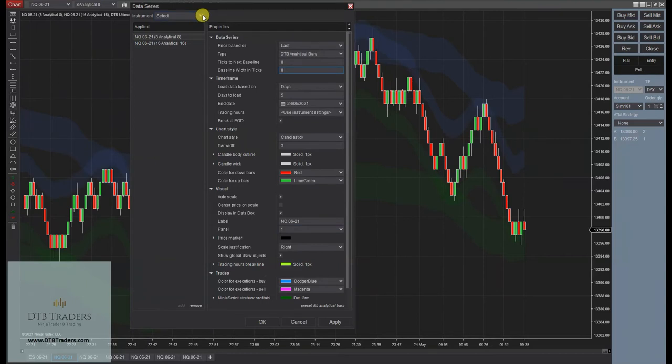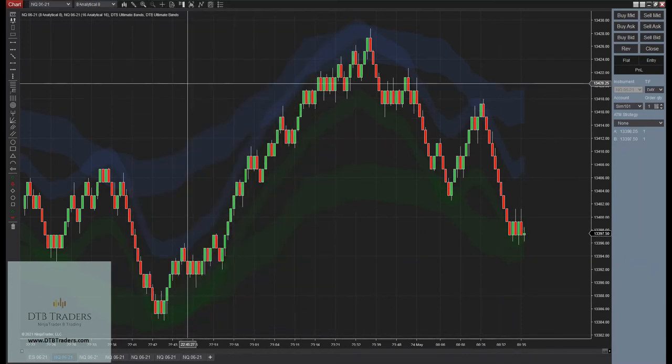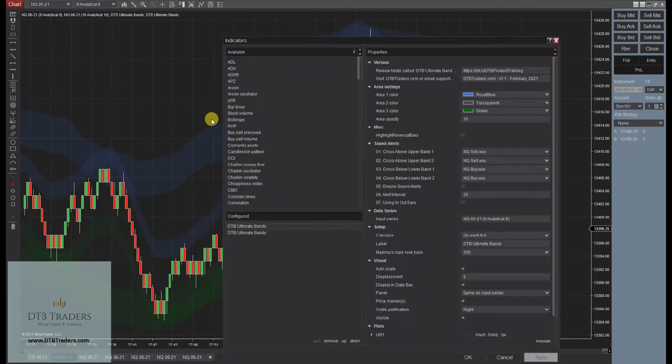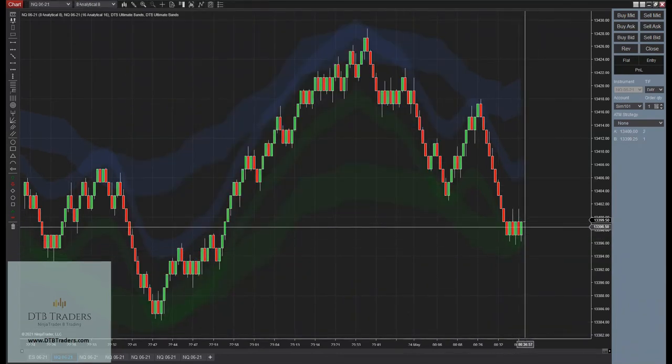Then what I've done is I've added a second data series to the same chart. I've doubled it, made it a 16-16. With this one here, I've used the same data on the chart, but I've made the outline and the wick and the bars transparent. Then I've gone to the indicator list, and I've added 2 instances of the Ultimate Bands. The first Ultimate Band is linked to the 8-8 chart, and the second is linked to the 16-16 chart. And what this does is it's going to show you signals.